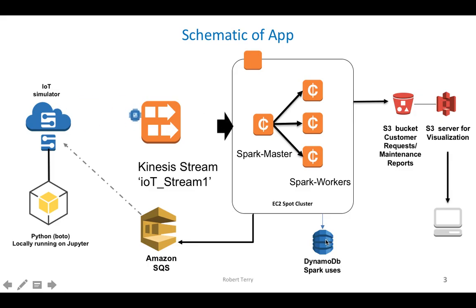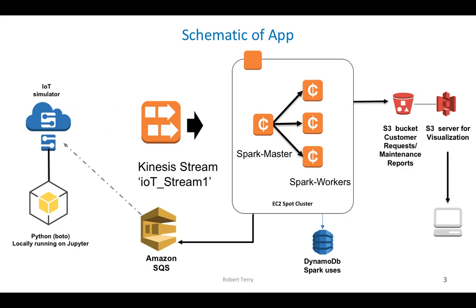You need a database, and this is created pretty much automatically. Spark uses that to keep its place in the stream, so that if it's stopped and started, it knows where to start again. The Spark Master takes the thousands of messages, and it's looking for a certain criteria.